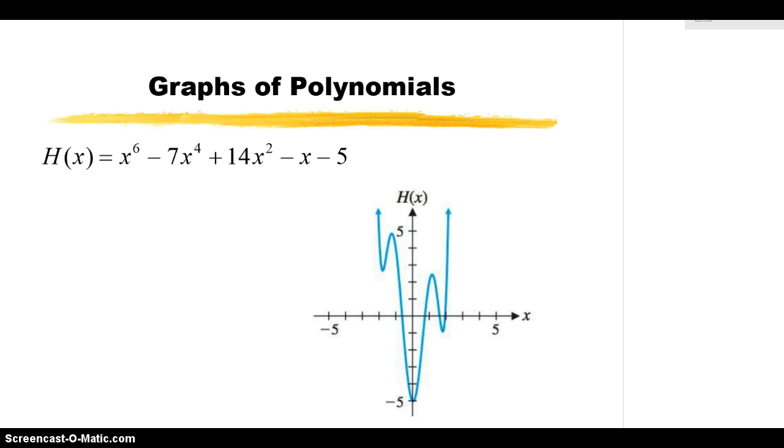One more example here. x to the 6 minus 7x to the 4th plus 14x squared minus x minus 5. Again, this is not even because we have an odd power of x here. We have only 1, 2, 3, 4 x-intercepts. Yet again, positive infinity as x approaches negative infinity. Positive infinity for the values of h as x approaches positive infinity.